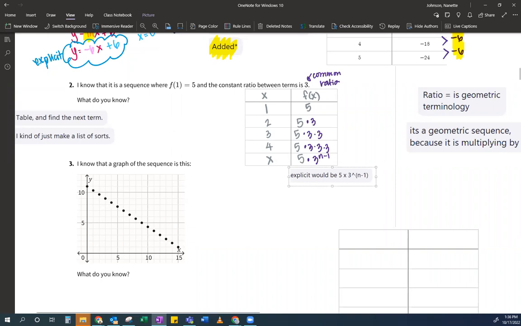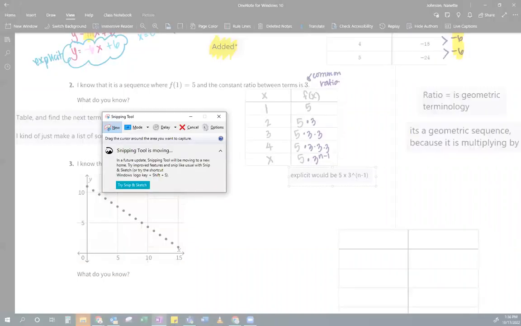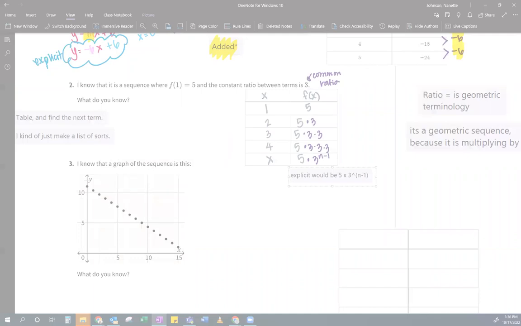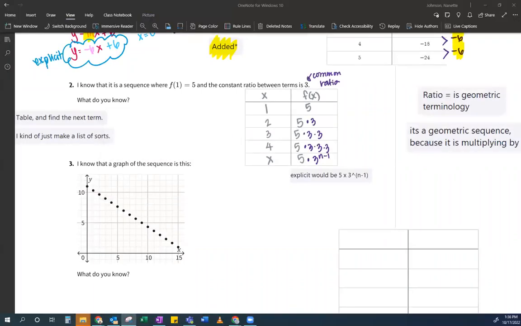Ooh, recursive. Someone put this as recursive. I don't know. Let's see. Can you guys look at this and say if you agree? Can you look at this and see if you agree that this is recursive?